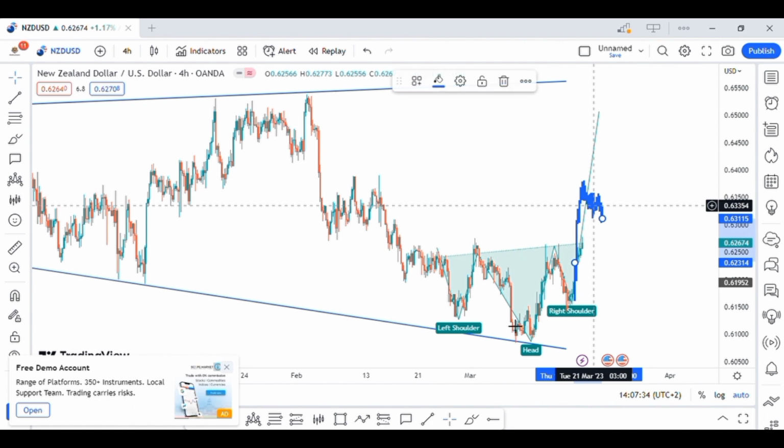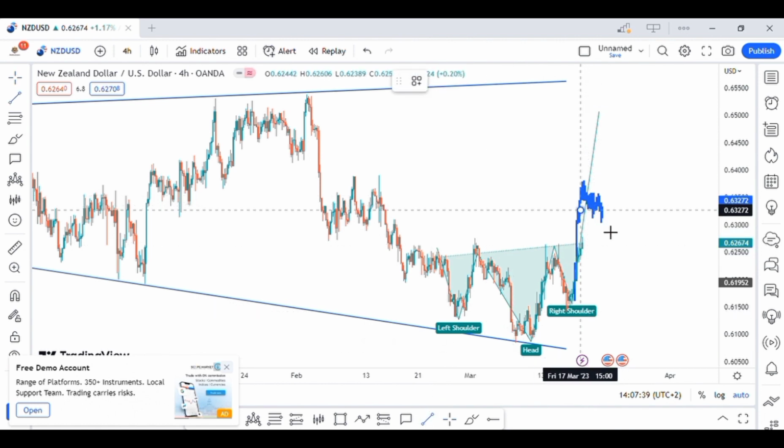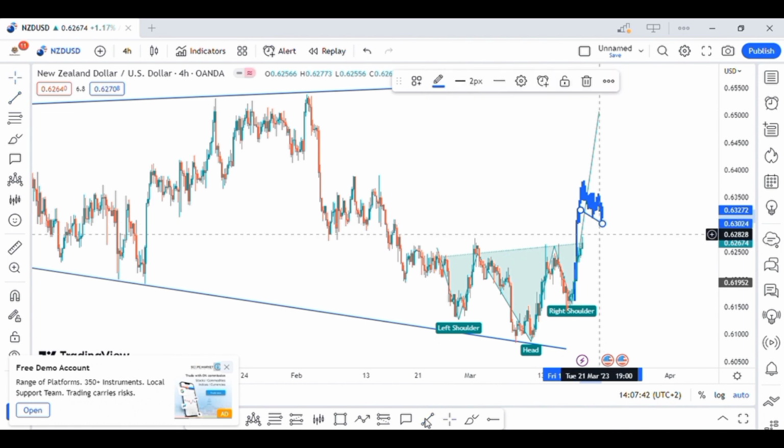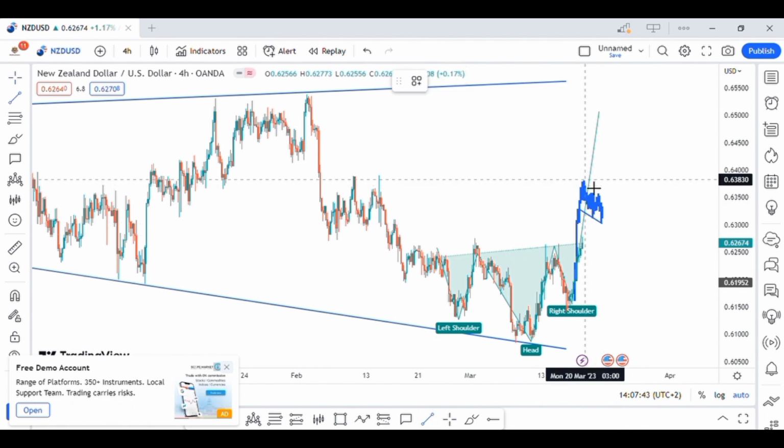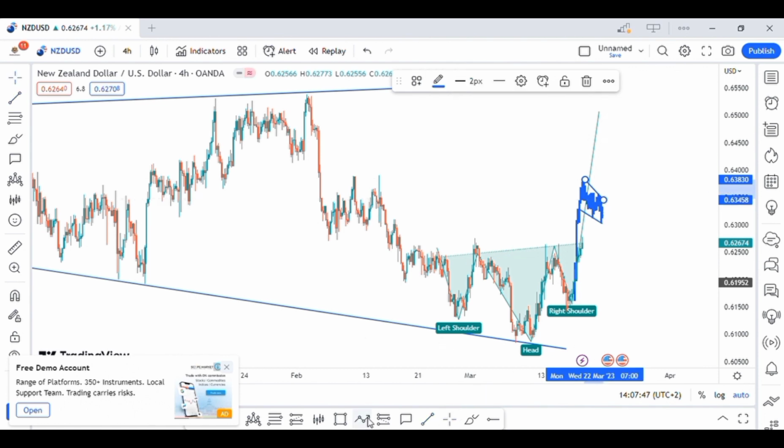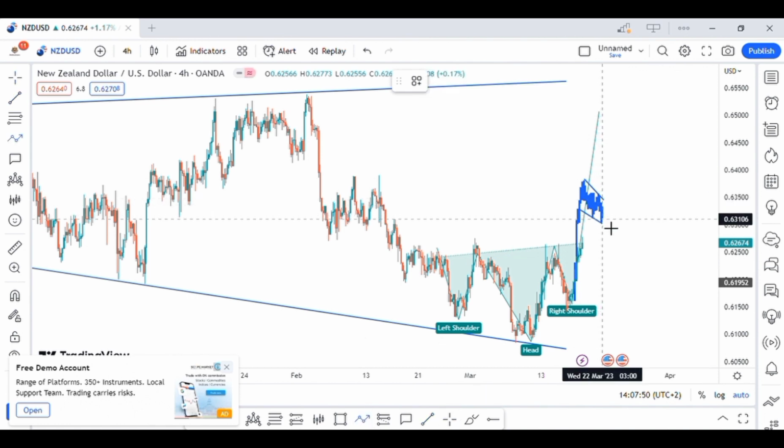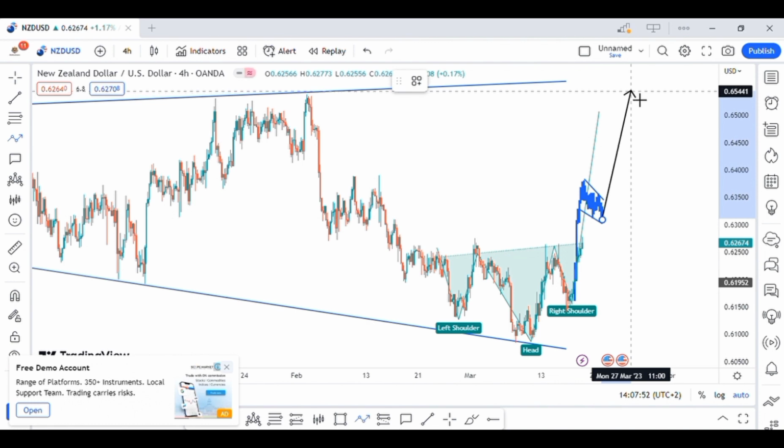Let me show you. Let me take the previous structure so you can see what we're expecting. Expecting this impulse to the upside, and then we're going to form that correction from there. That's the correction I'm expecting the market to give us. That's the correction. Then boom, from that correction we take our entry there.